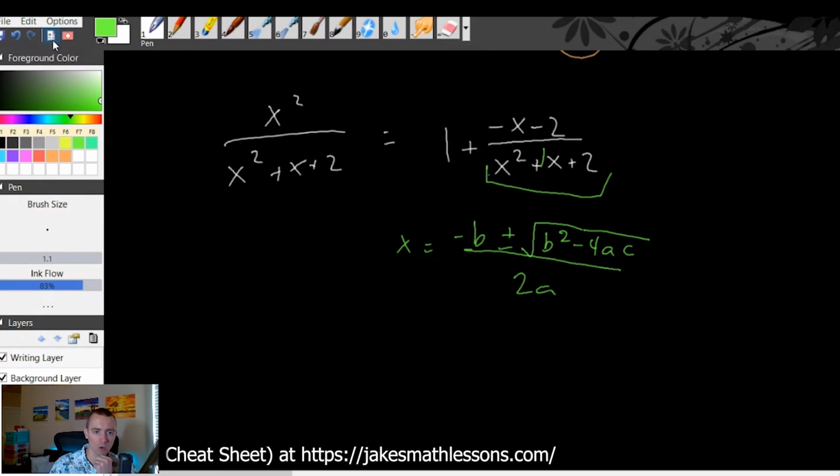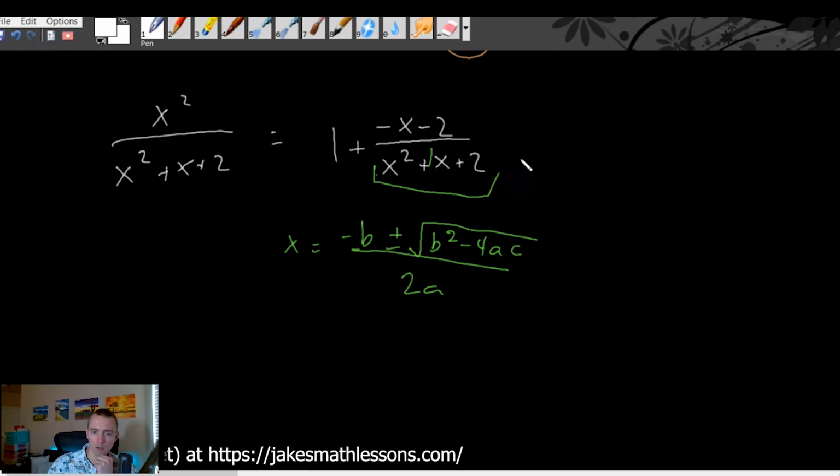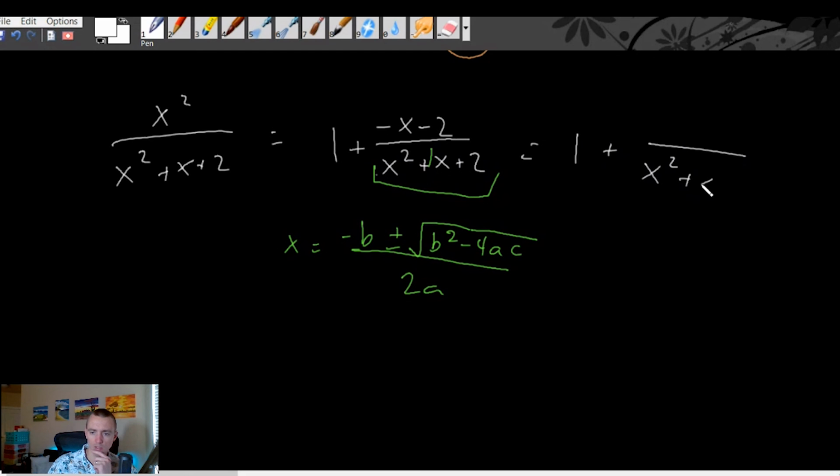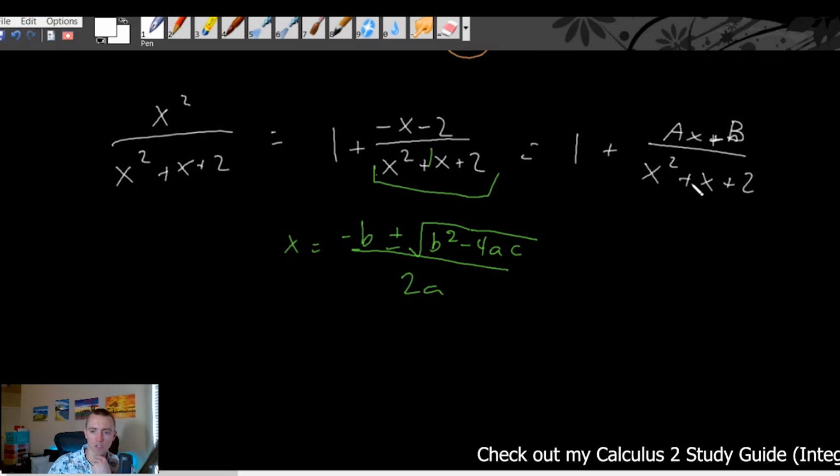So that tells us that this expression, x squared plus x plus 2, has no roots and therefore cannot be factored. As a result, if the b squared minus 4ac of your denominator is negative, then for the partial fraction expansion, we're going to keep this denominator as it is. It's just going to stay as x squared plus x plus 2. And then the numerator, we're just going to write as ax plus b.